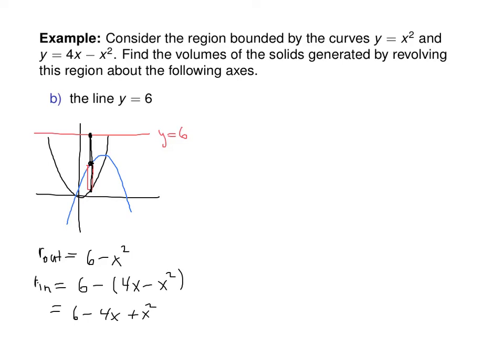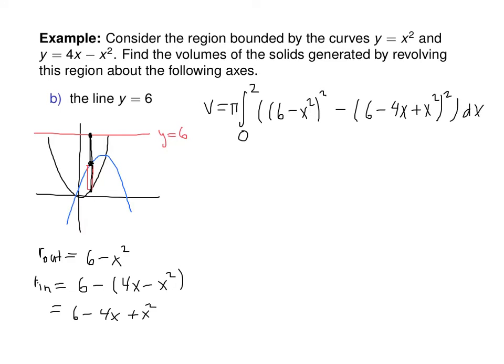So to find the volume, we have the pi out in front, and integrate from 0 to 2. Our slices begin at 0 and end at 2. Pi times r out squared, so (6 minus x squared) squared, minus (6 minus 4x plus x squared) squared, dx. And if you work out the details, this should give you 64 pi over 3.